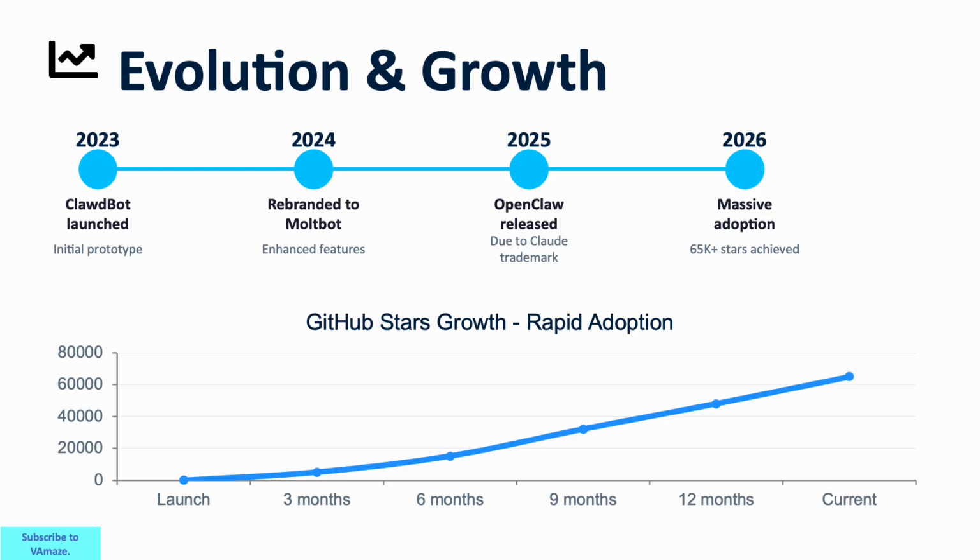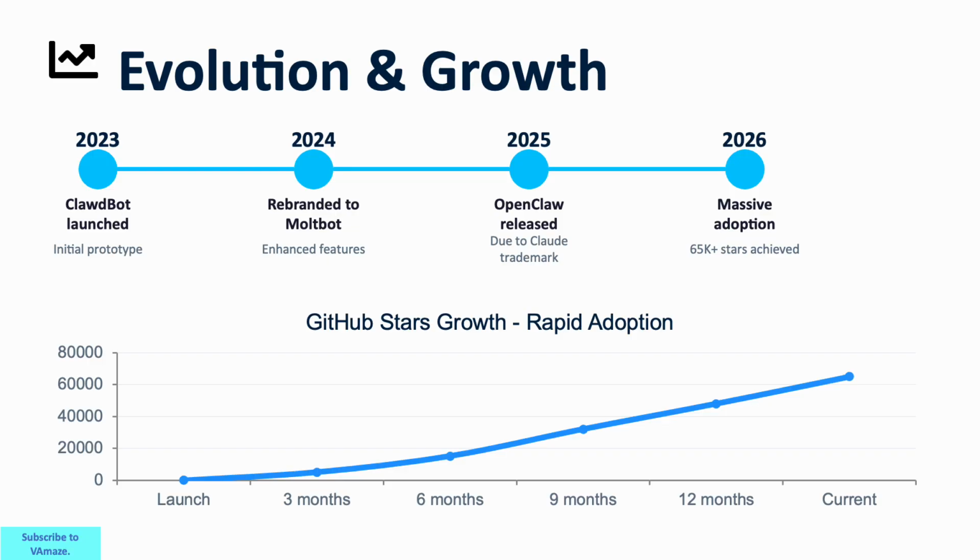What does this tell us? This isn't just hype. This exponential growth indicates that developers are building real projects with OpenClaw. They're finding it valuable enough to star the repository, contribute to it, and recommend it to their peers. This kind of community momentum is exactly what you want to see when choosing a framework for a serious project. It means active development, regular updates, good documentation, and a community ready to help when you run into challenges.